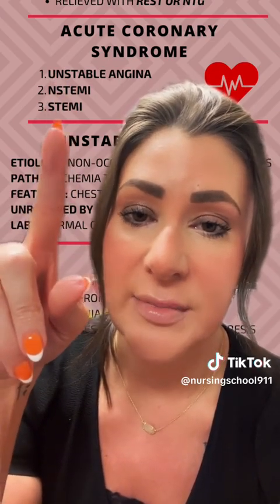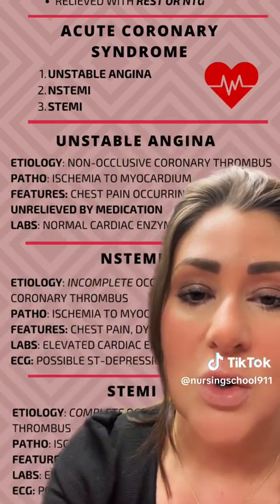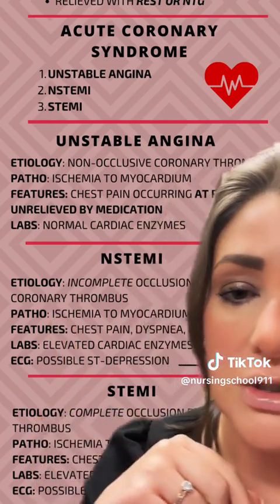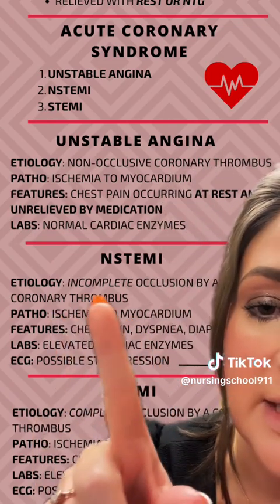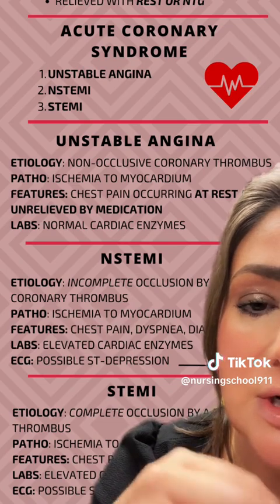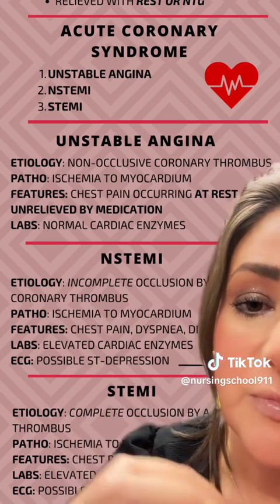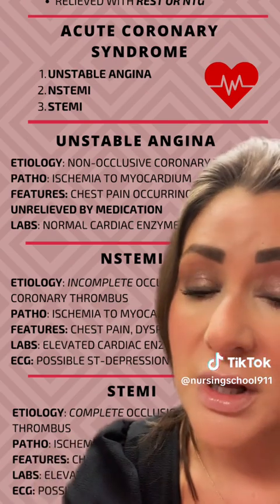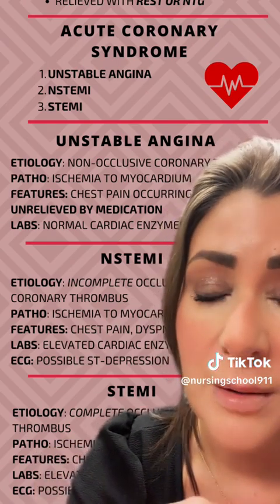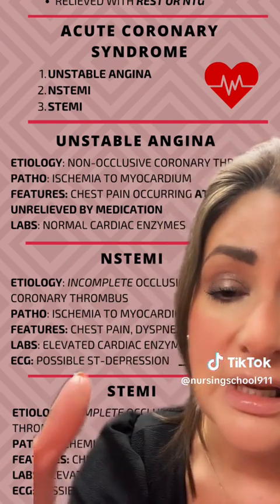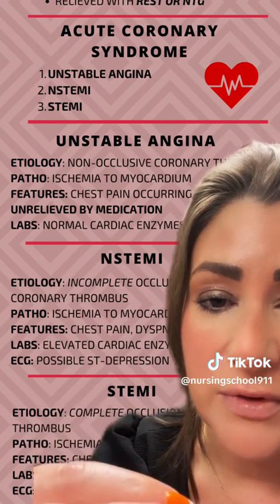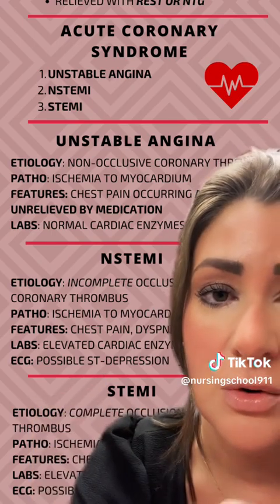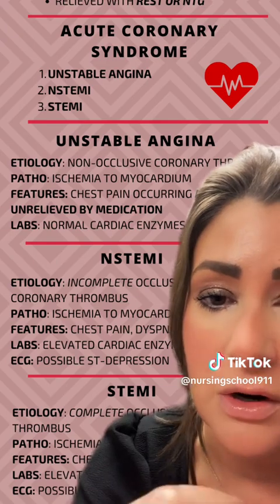So moving down to acute coronary syndrome, this is another umbrella term for these three things: unstable angina, non-STEMI, and STEMI. So with unstable angina, we're going to start off talking about the etiology. The etiology of unstable angina is a non-occlusive coronary thrombus. So there's a blood clot in a coronary artery, but it's non-occlusive, meaning that there is still some blood flow getting to the myocardium through that coronary artery.